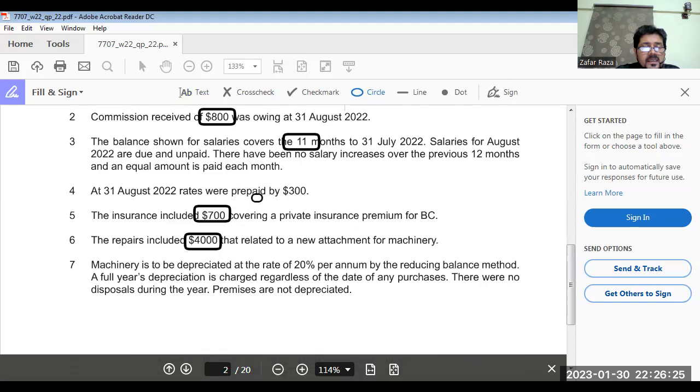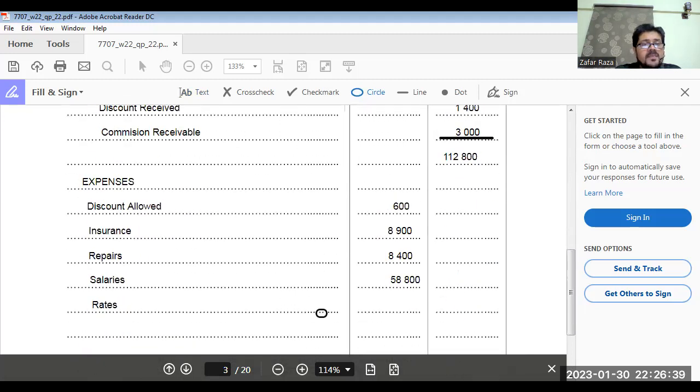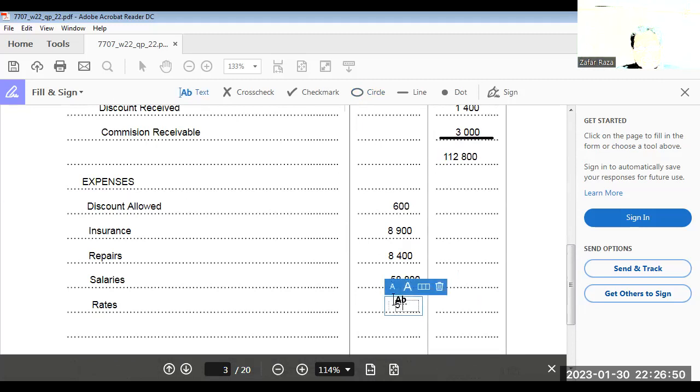Rates were prepaid by 300. So prepaid is going to be deducted from 6,000. So it will make 5,700 rates for the year. 5,700. Done? Okay. The last expense we have is depreciation.